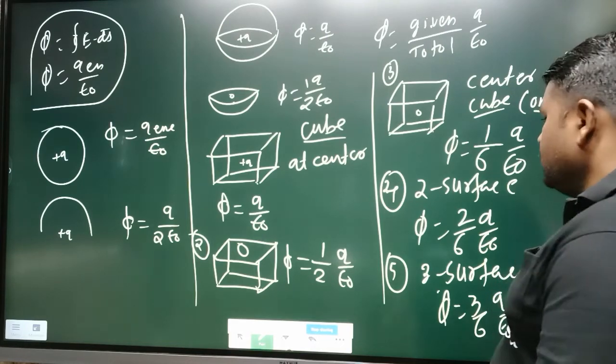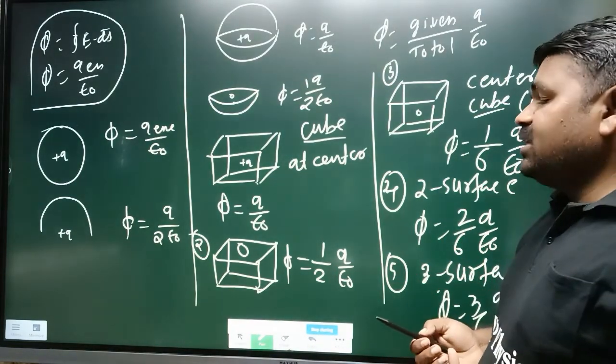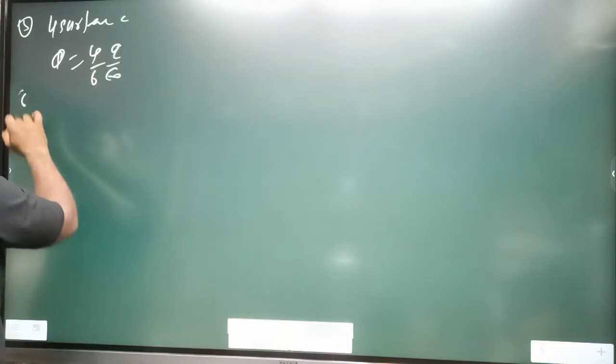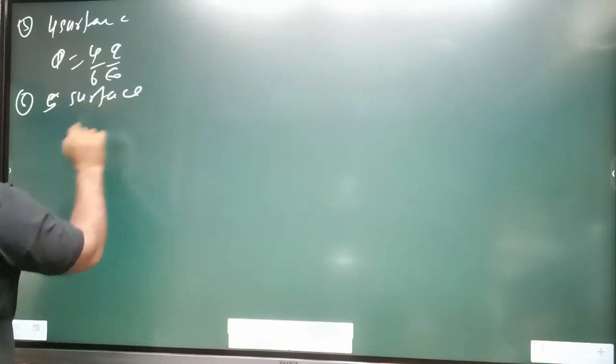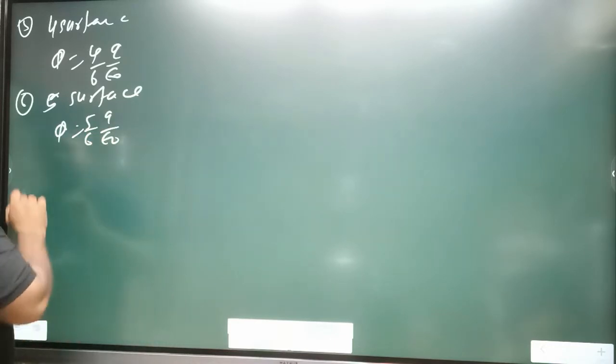Yes or no? 3 surfaces. Total 6 surfaces, suppose 100% will be passing, then from 3 surfaces 50% will pass. Yes or no? Means we get Q by 2 epsilon naught. Okay. 4 surfaces: given 4, total 6, so 4/6 Q. 5 surfaces: phi is equal to 5 by 6 Q by epsilon naught. Okay. Next, 6 surfaces.